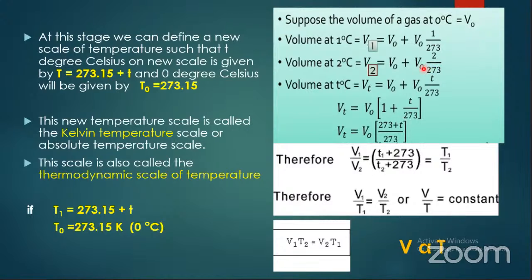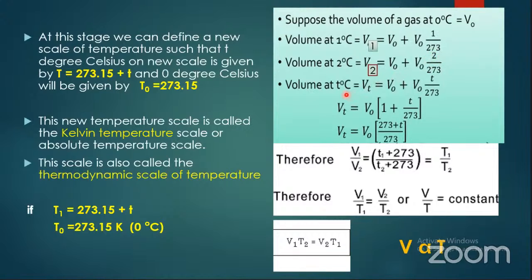Temperature is increased by 2 degrees centigrade. Volume also should increase according to Charles' law. Then V2 is equal to V naught plus V naught into 2 by 273. How much temperature is increased? 2 degrees Celsius. So that's why this 2 is taken here.